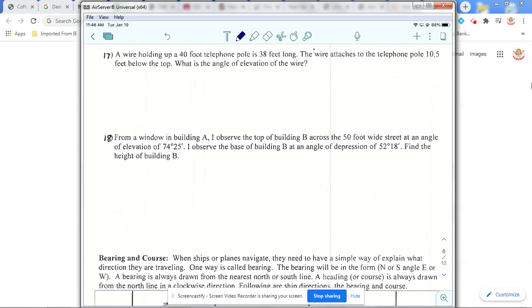Okay, so then we have another wire question. This one is a little different. So a wire holding up a 40-foot telephone pole is 38 feet long. The wire attaches to the telephone pole 10.5 feet below the top. And then we want the angle of elevation of the wire. So this one, we have our pole, but kind of top middle is where the wire comes down. All right, so you guys try to label all the things you know.